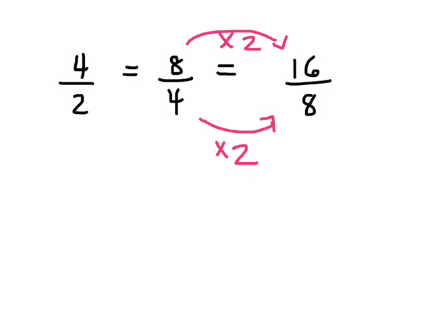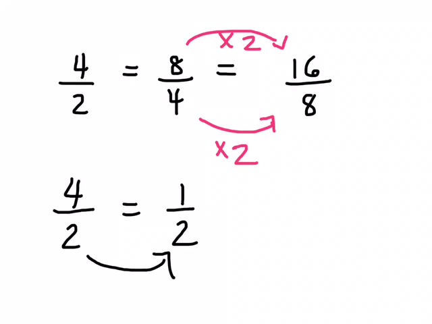16 out of 8. Good. That's also equivalent. Yep. 1 out of 2. Good. How did you get 1 out of 2? Let's write the original one. If you got 1 out of 2, does that look equivalent? How did you get from here to here? You didn't multiply or divide, so that doesn't work.